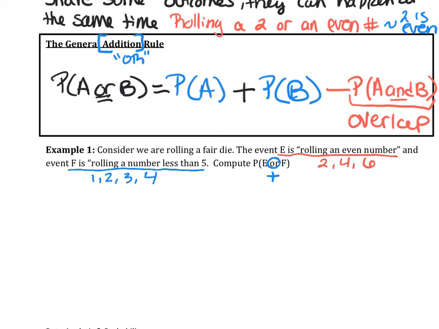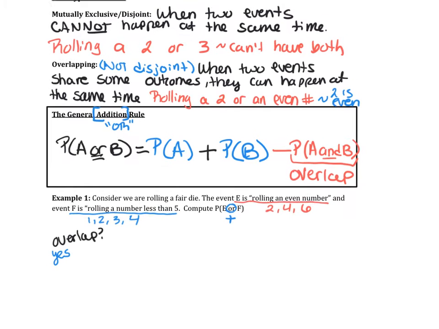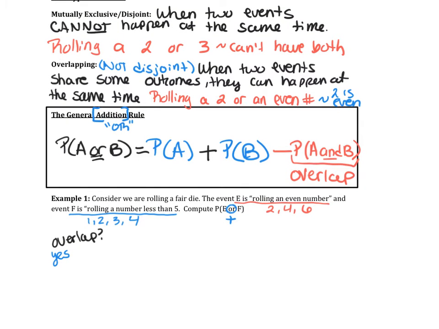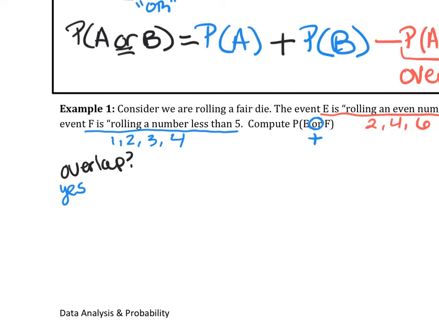So whenever we have OR probability, we always have to check to see if there's any overlap. In between those two events, E and F, are there any outcomes that are in both? Is there any overlap? Yes, there's 2 of them. 2 is in both and 4 is in both. So do we have overlap? Yes. And since there's overlap, that means they're overlapping events. Pretty straightforward there. And the overlap is 2 and 4 are in both.